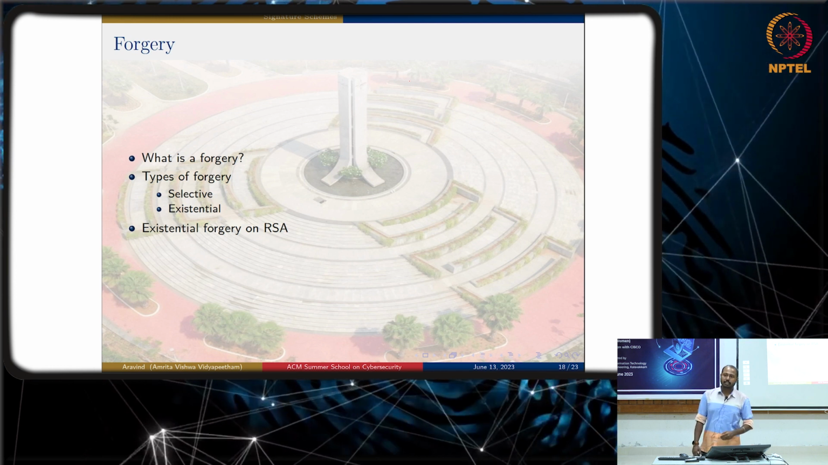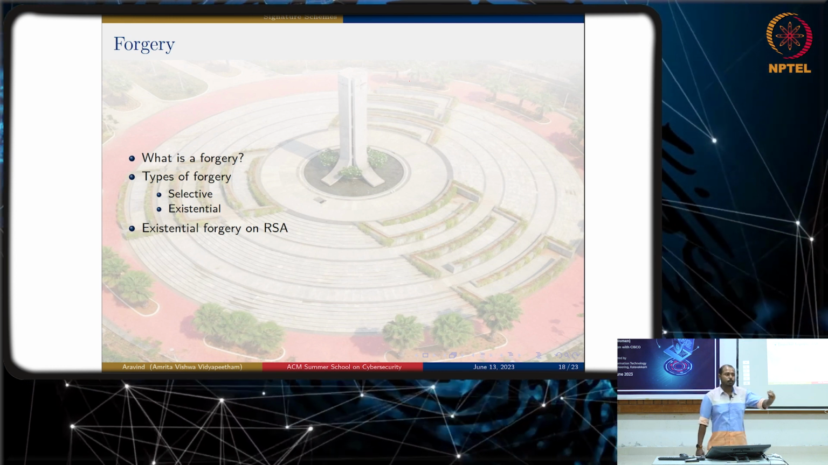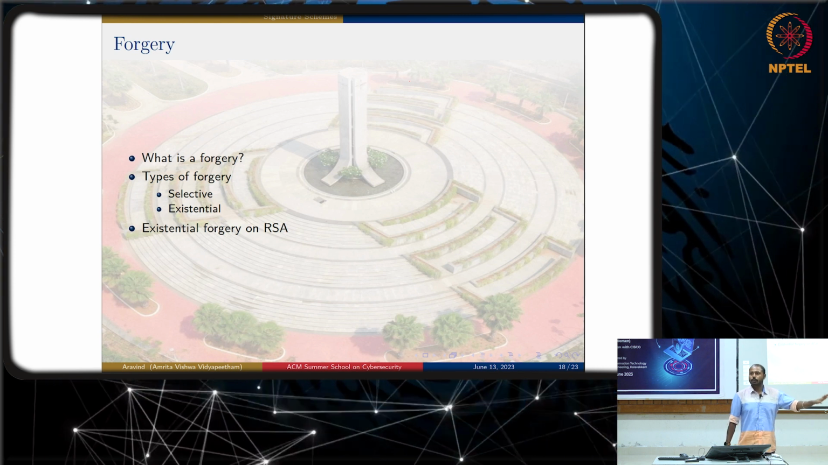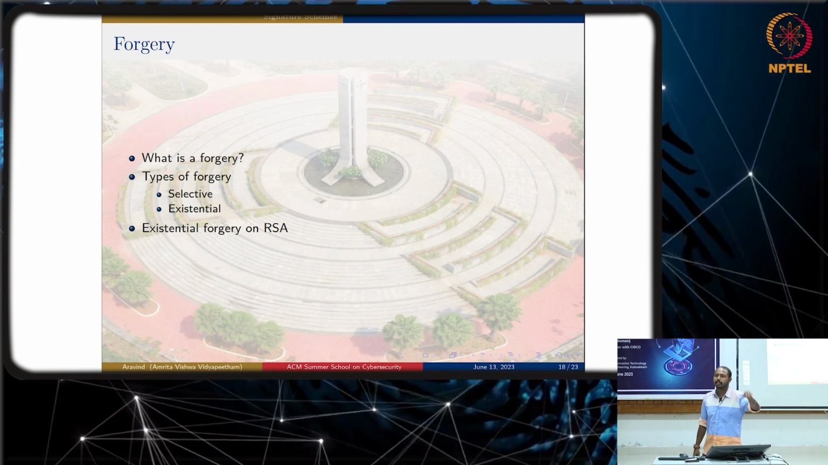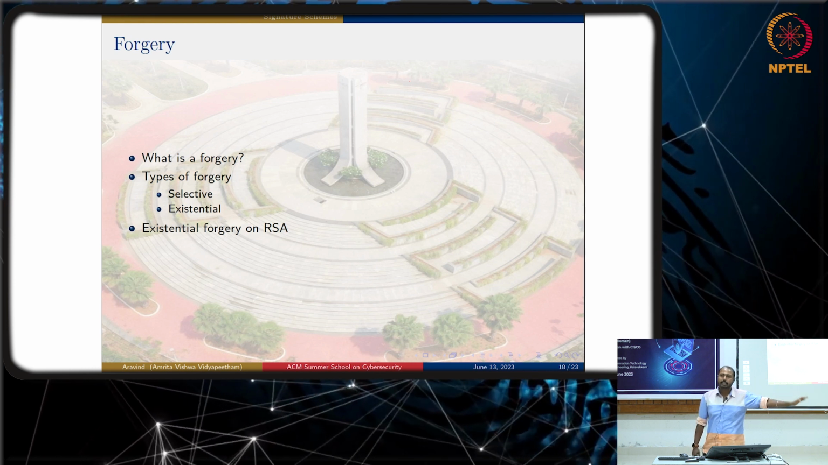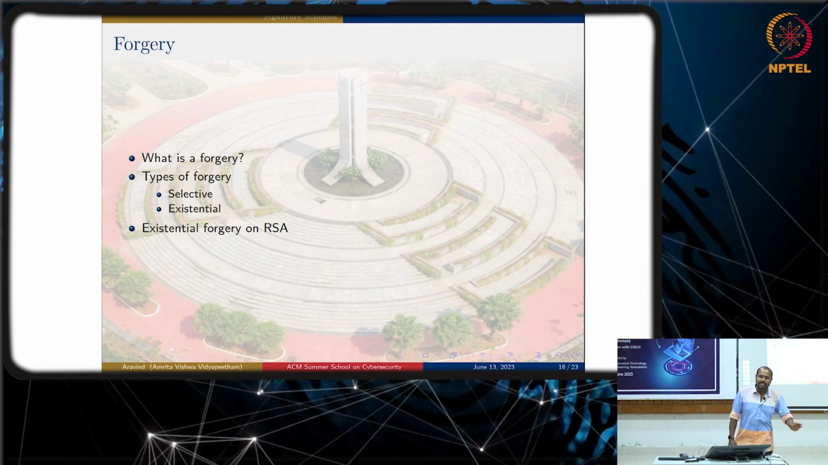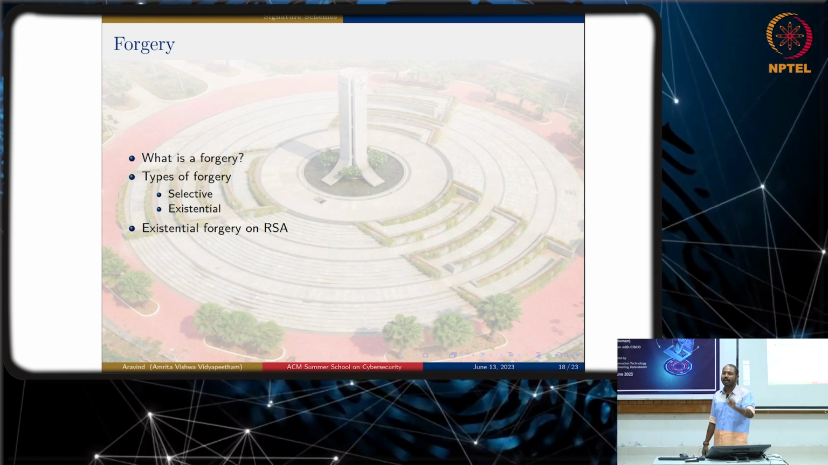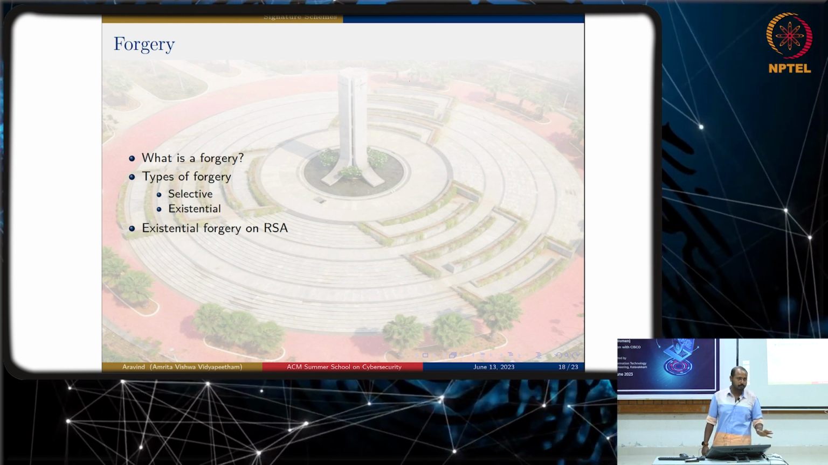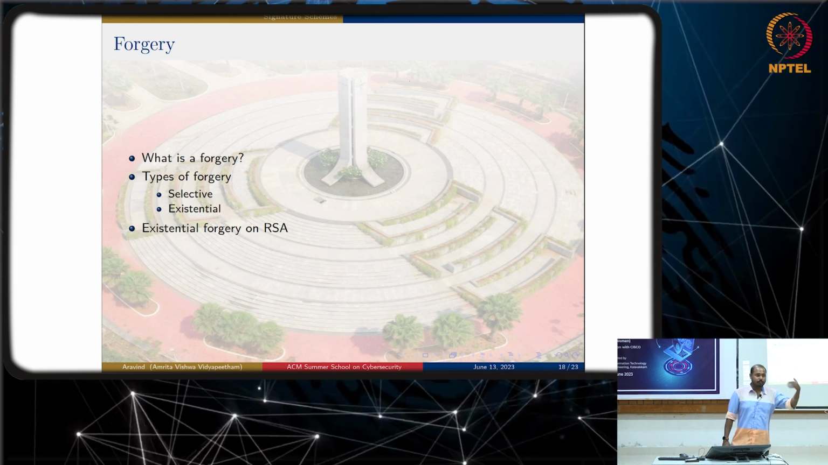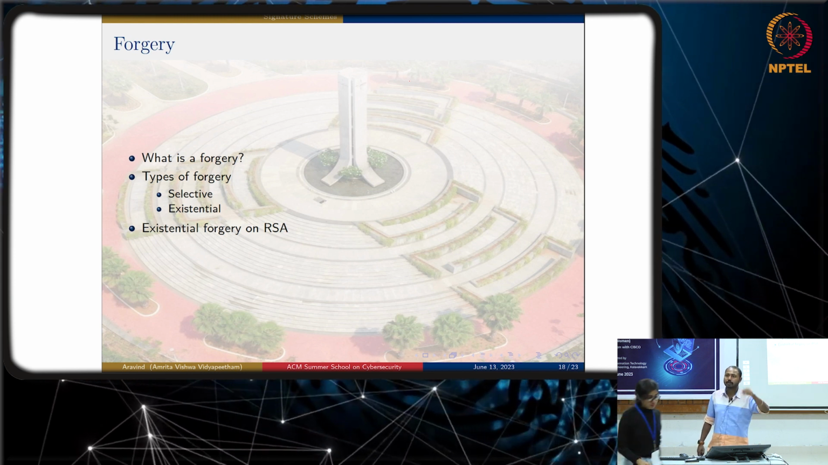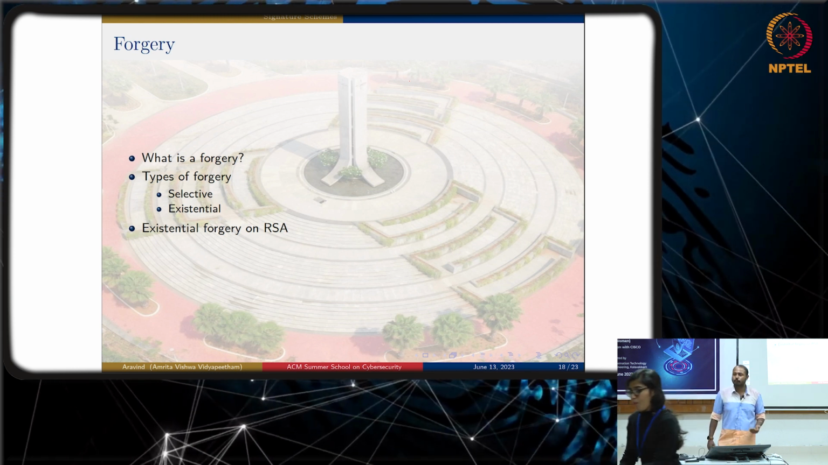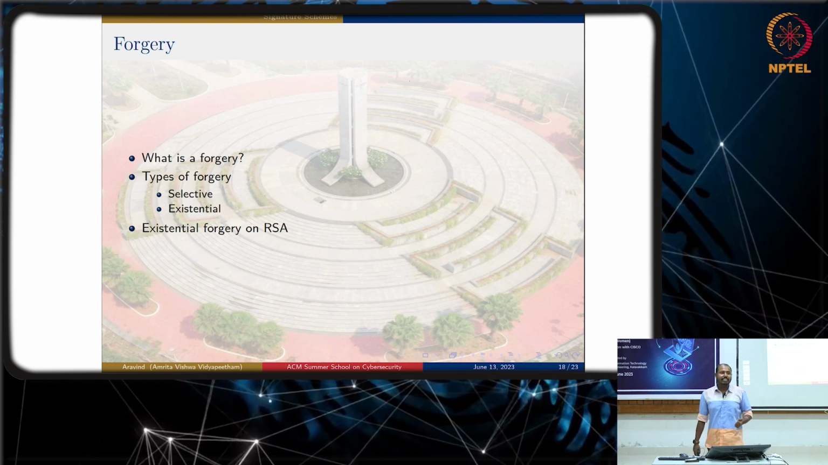Selective forgery works in such a way that the adversary will be choosing a message, and he will be finding Anshuman's signature for that particular message. He selects the message and obtains a valid signature on that message. It's not obtained from Anshuman. Obtains means he creates a signature of Anshuman on that message. That is selective forgery.